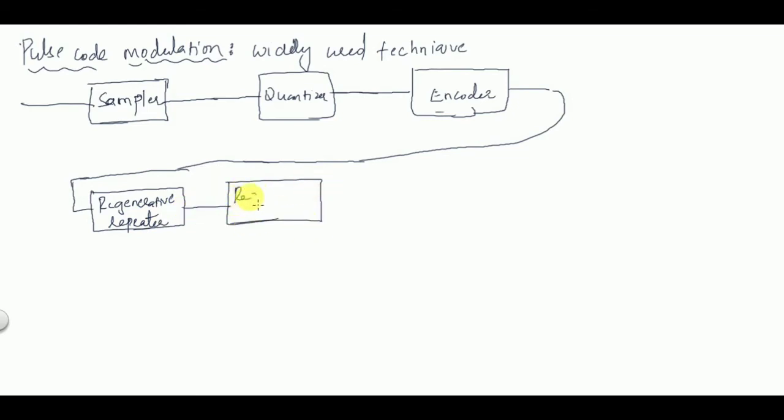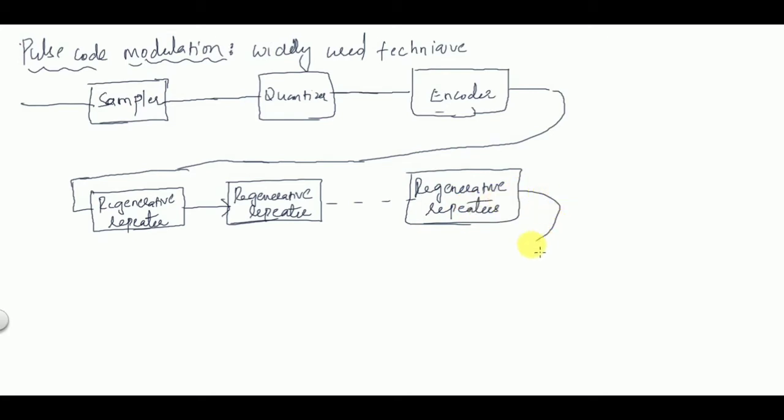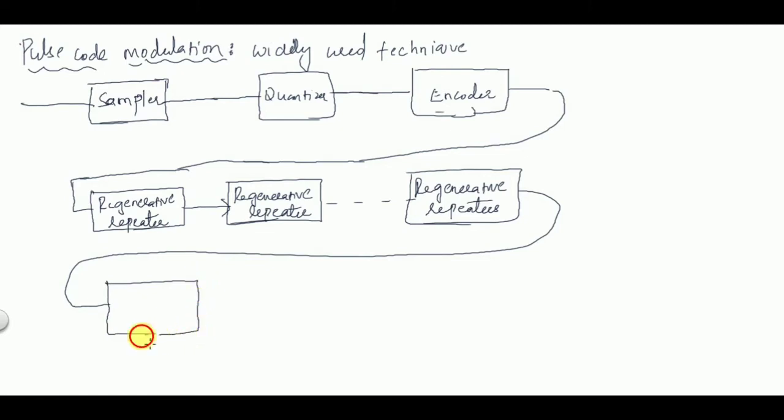Next is also a regenerative repeater. So we have a series of regenerative repeaters. And then next it is transmitted to the receiver from the channel, and the first element of the receiver is the regenerative circuit.